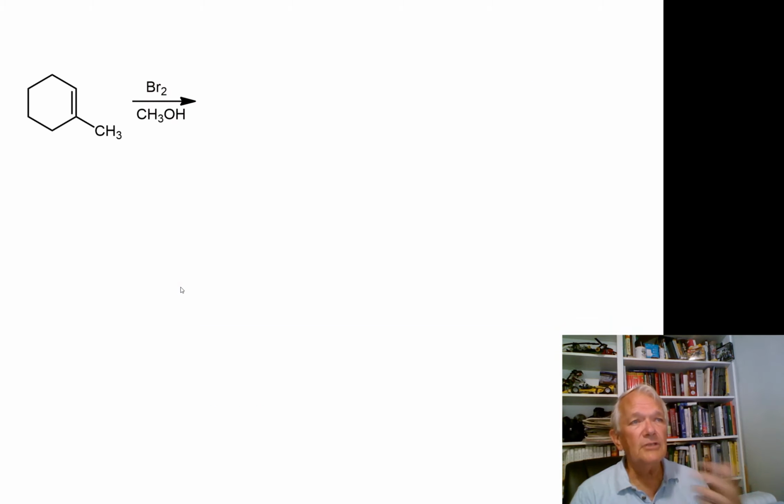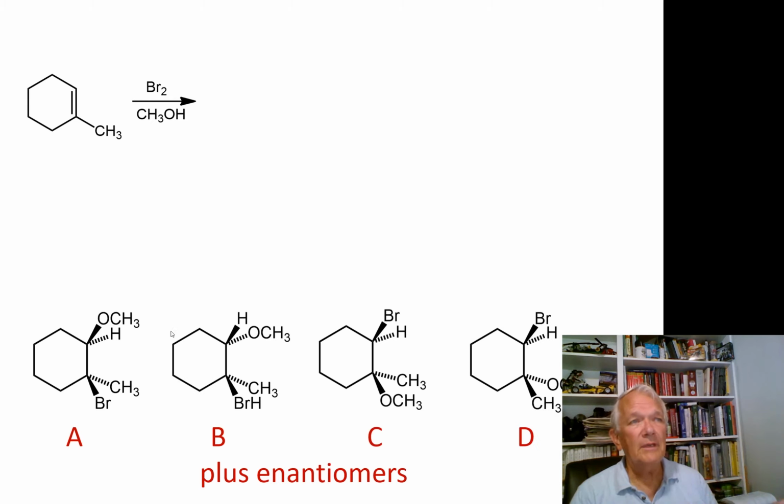Okay, so let's do an example here. We're going to add the bromine to this methylcyclohexene. What's the product going to be? So how do you figure this out? Well, again, you're going to form the bromonium ion, of course, and then you have to say, well, where is the alcohol going to attack? Is it going to attack at the methyl or the other way?